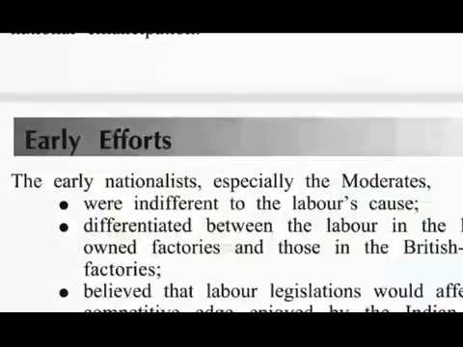Early efforts. The early nationalists, especially the moderates, were indifferent to the labour's cause. They differentiated between the labour in the Indian-owned factories and those in the British-owned factories. They believed that labour legislations would affect the competitive edge enjoyed by the Indian-owned industries. They did not want a division in the movement on the basis of classes. They did not support the Factory Acts of 1881 and 1891 for these reasons.